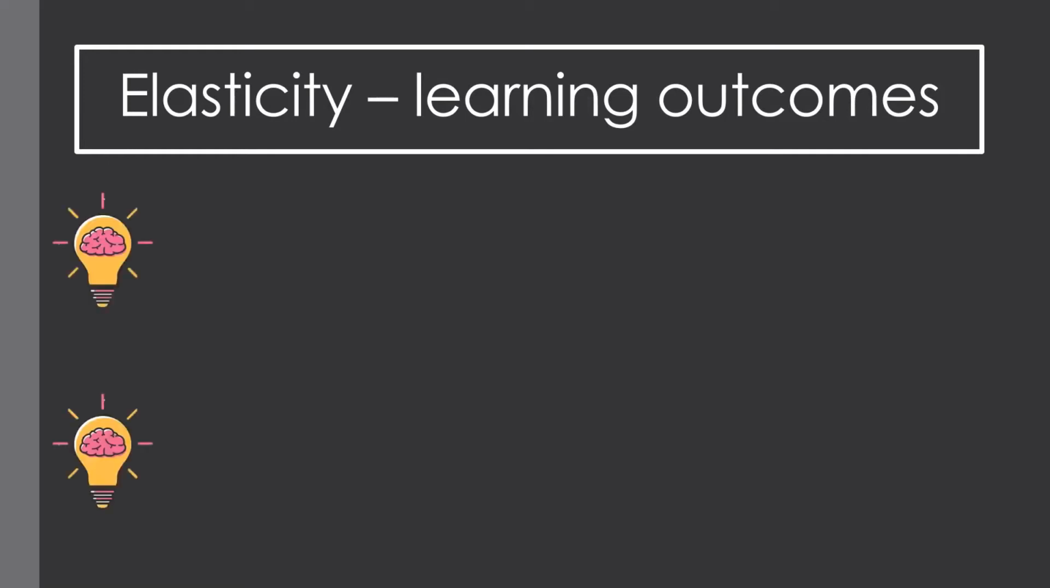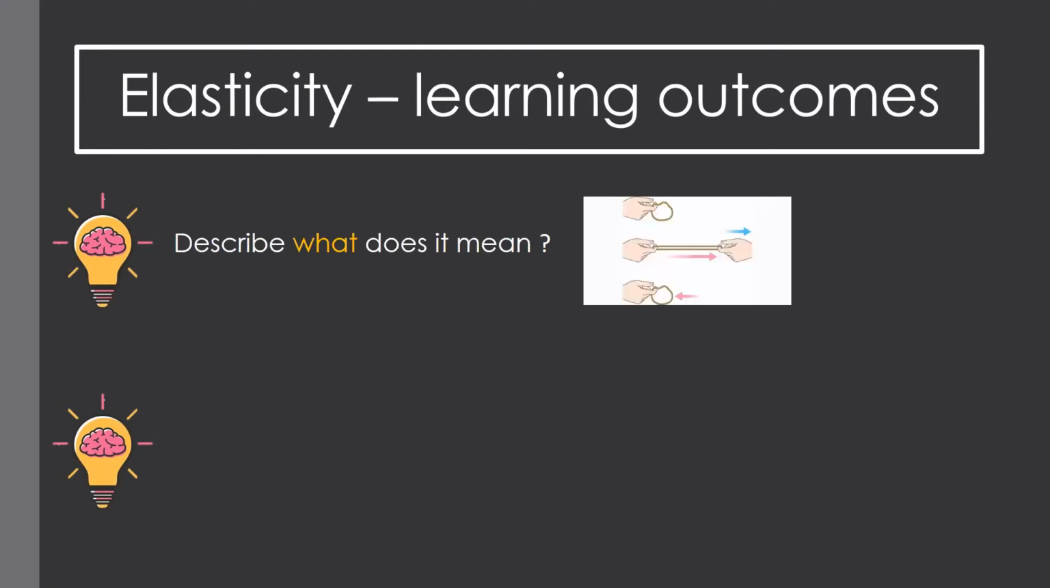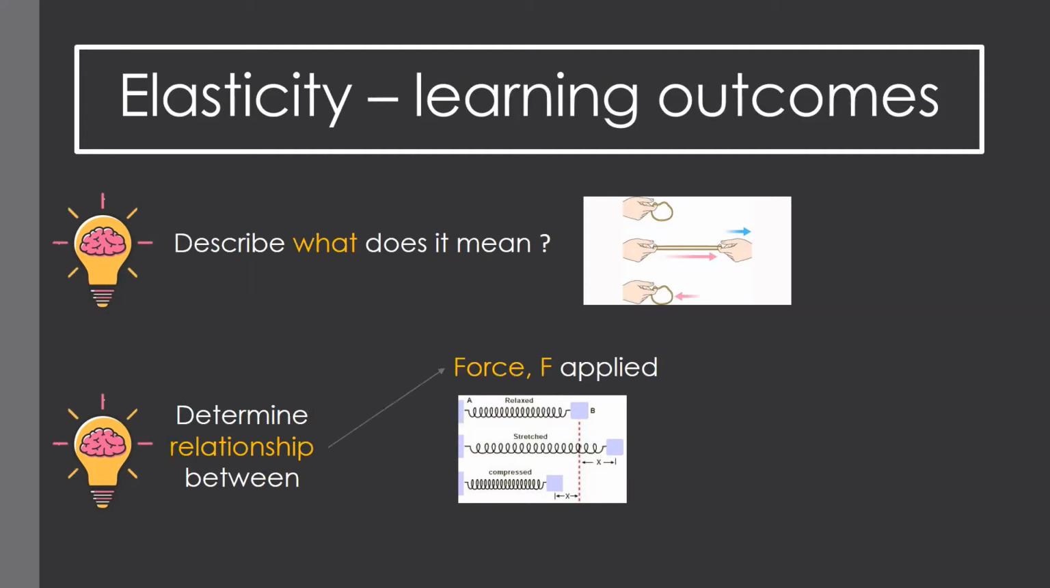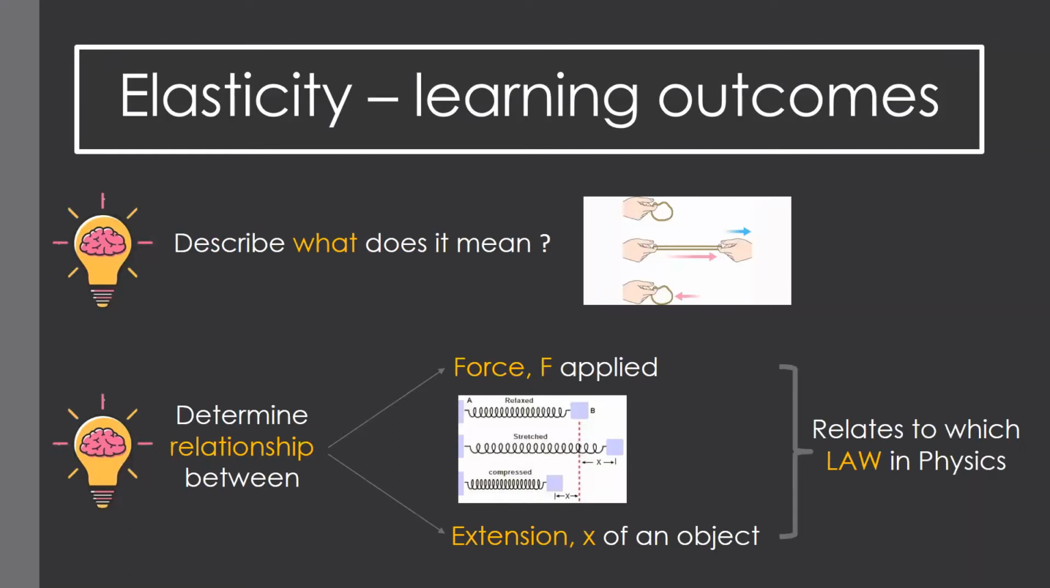There are two learning outcomes for this subtopic. The first one, we are expected to know the meaning of elasticity. For defining elasticity, there must be some keywords that we have to remember. We shall see it later. Then, for the second learning outcome, we will focus only on a spring as the elastic object. We will learn the relationship between the force applied to the spring to stretch it and the extension of the spring. Then, we will see that there is one law in physics that relates the two variables.